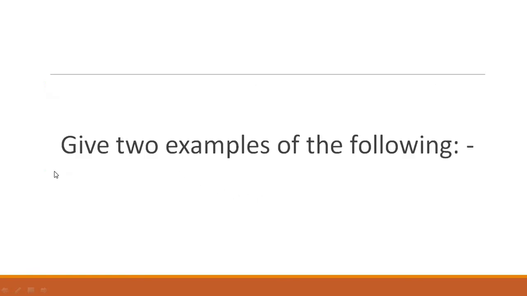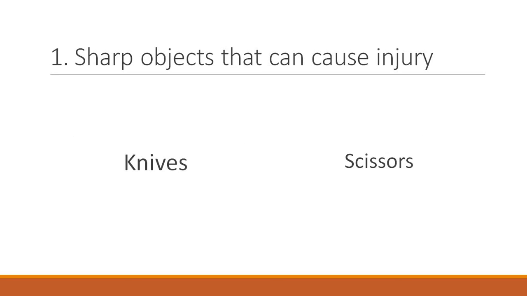Let's see what's next. Give 2 examples of the following. Now this is the next part of lesson number 2. You have to again give 2 examples for the given sentence. So for that you need to understand the question, and accordingly you will be able to give the examples. First question is, sharp objects that can cause injury. Yes, anything that can cause any kind of hurt is an injury, on the human body.